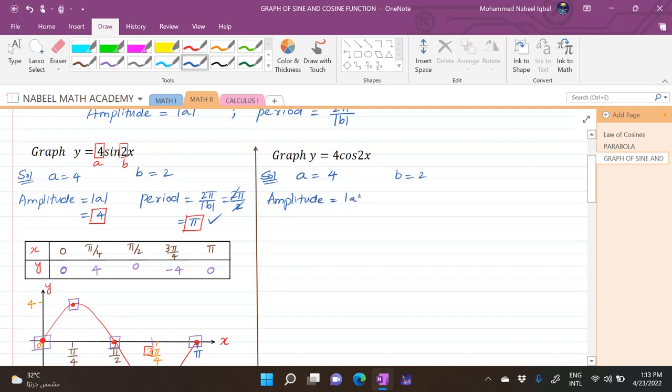Amplitude is absolute A, equal to 4. Period is 2 pi over absolute B, which is 2 pi over 2, which is equal to pi. So we will have the same amplitude and period, but the graph is going to be different.